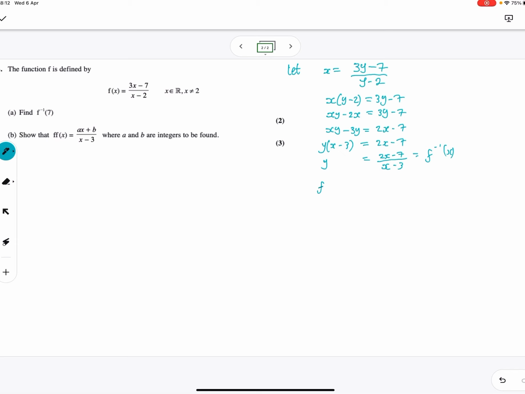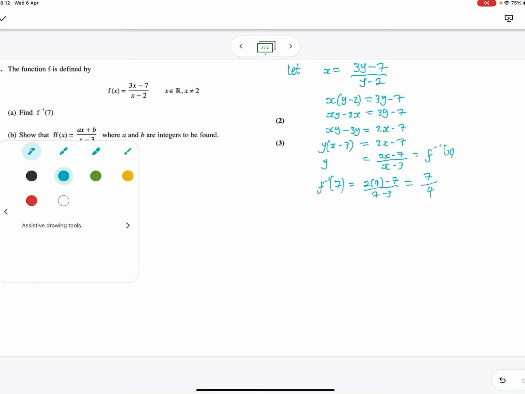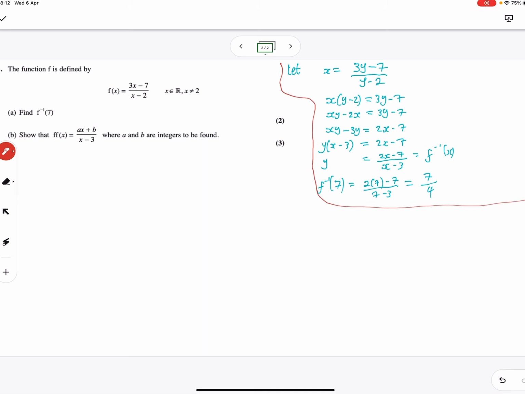And then f minus 1 of 7 is equal to 2 lots of 7 minus 7 over 7 minus 3. So that is 7 over 4. Yep. Lovely. Okay, let's go to part B.